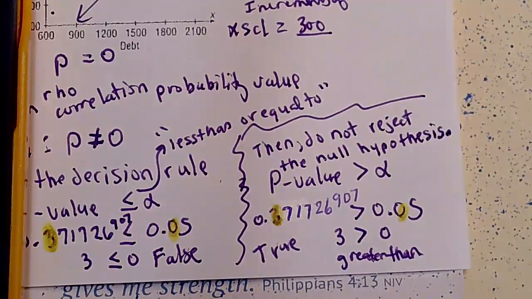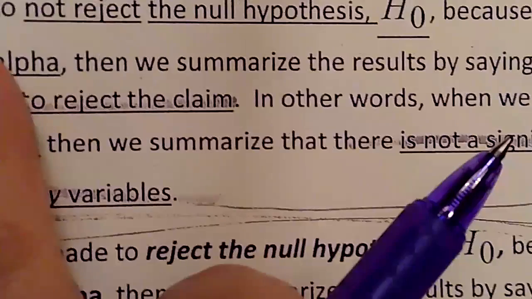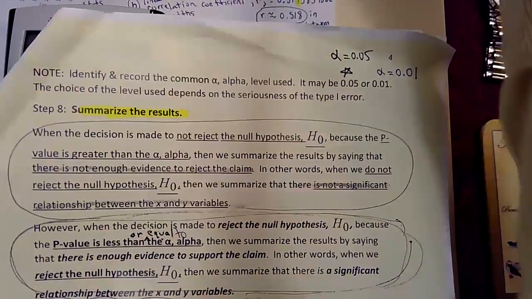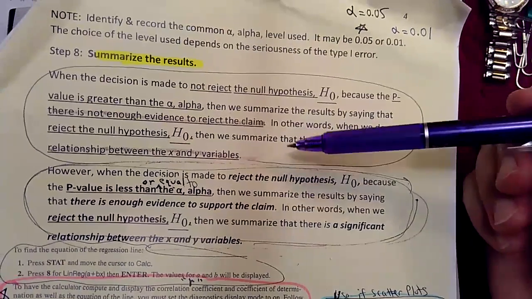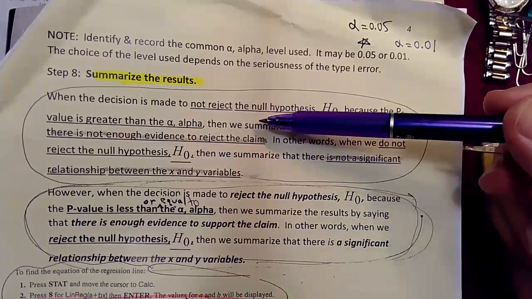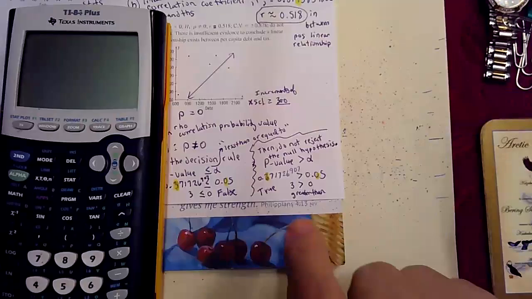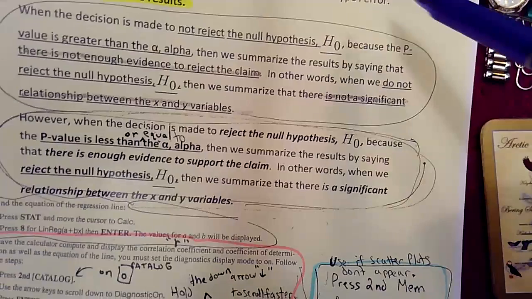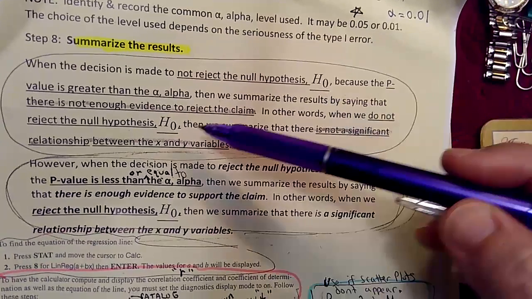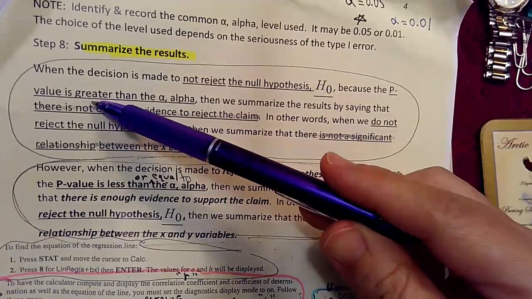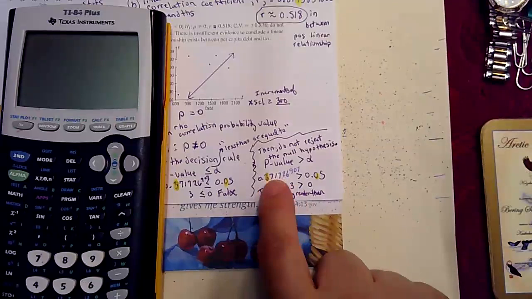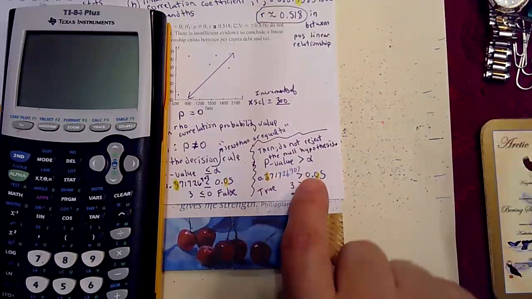So now we come to the next page, where you summarize your results. And this is one we're interested in, because when the decision is made to not reject the null hypothesis, that's what we said: do not reject the null hypothesis. What does that mean? H sub 0, the null. Why would you do that? Because the probability value is greater than the alpha value. And that's what happened here. The probability value was greater than the alpha value.